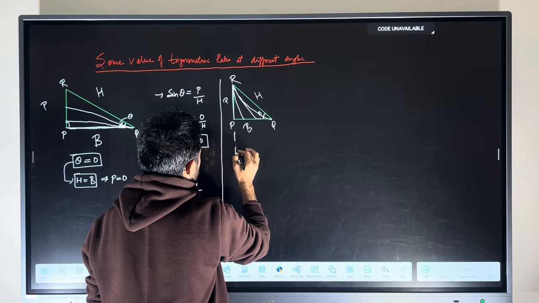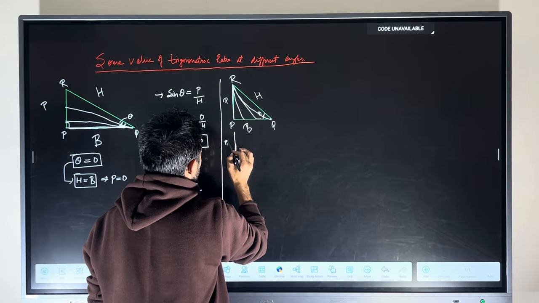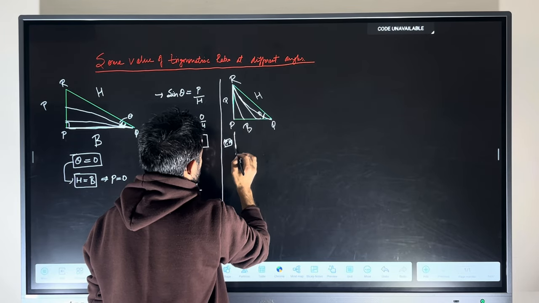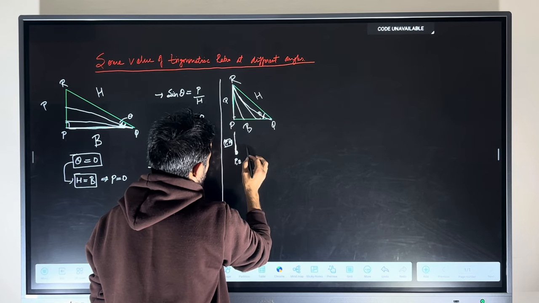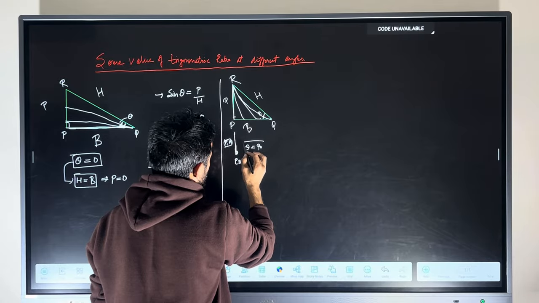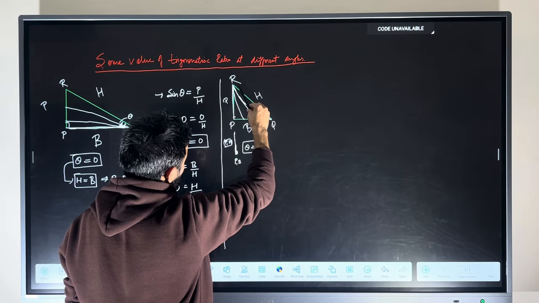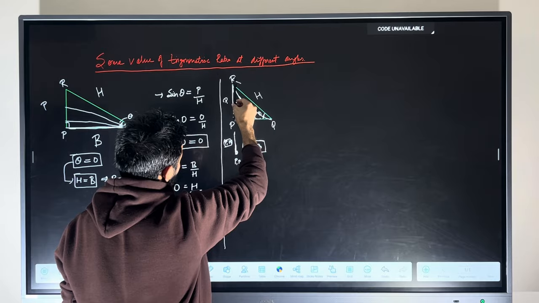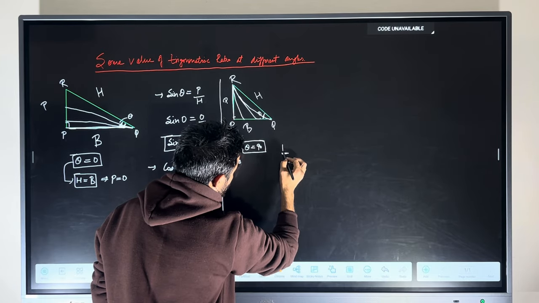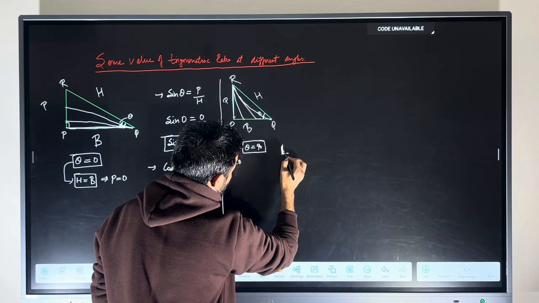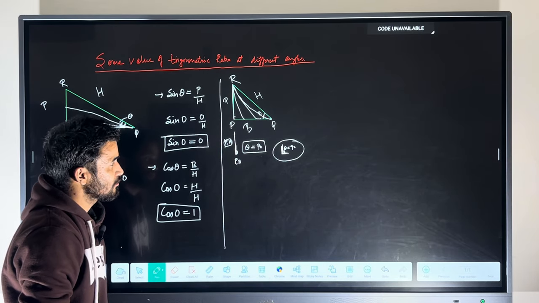So this will be perpendicular, and this will also be base. This side will be perpendicular or hypotenuse. So we are seeing the angle theta. What is angle theta here? 90 degrees. How is it 90 degrees? Because at one condition this line becomes a straight line, and with this base it will make a 90 degree angle. So theta is equal to 90 degrees.